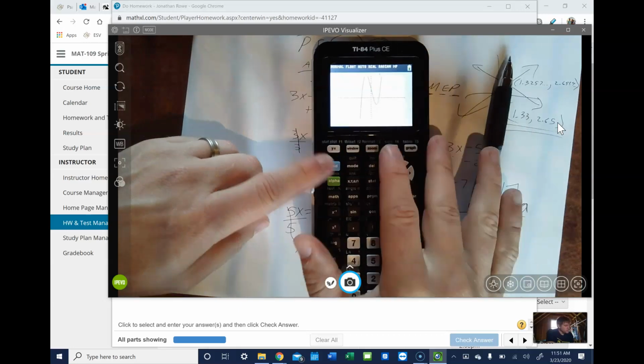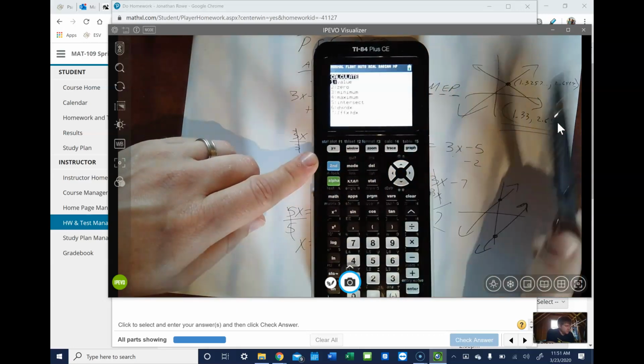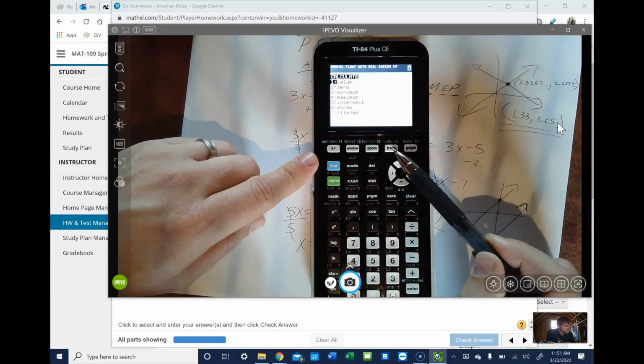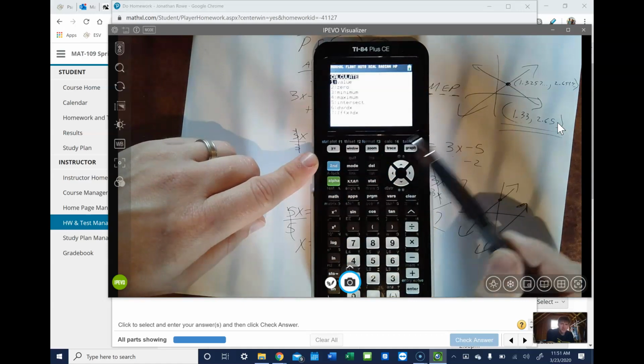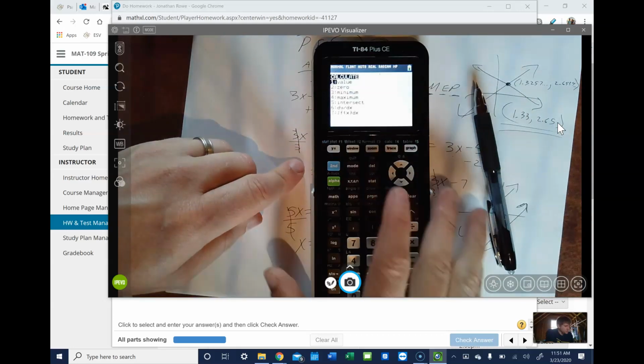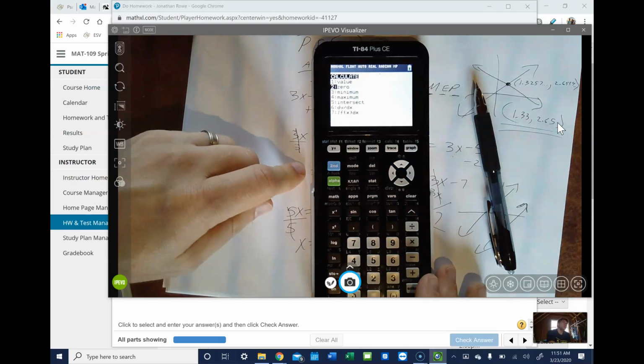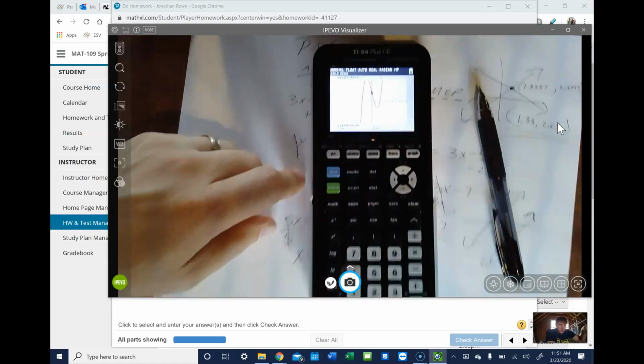So I hit second, calculate. It's the option that's the blue option above trace. So second trace or second calculate. And I'm going to do option 2, which is zero. I'm trying to find the zeros, the roots, the x-intercepts. All those words are synonymous. I'm finding those, and so you can do option 2.